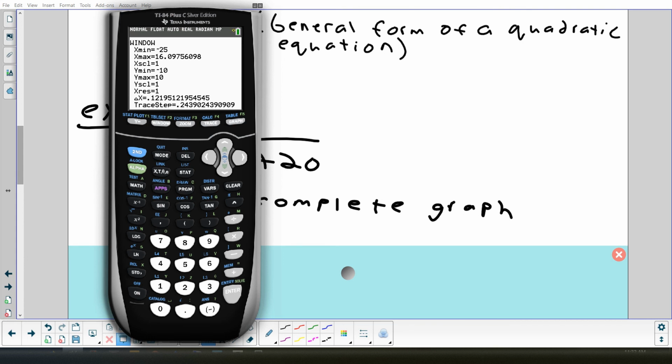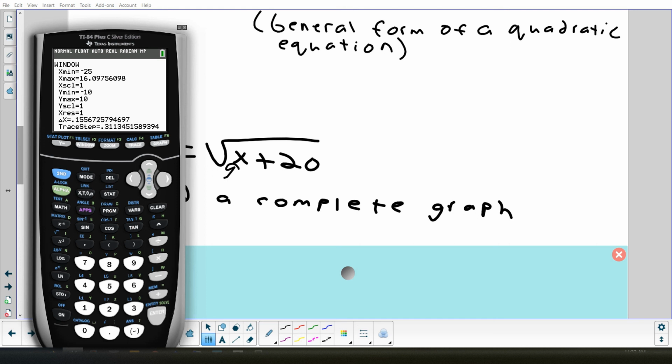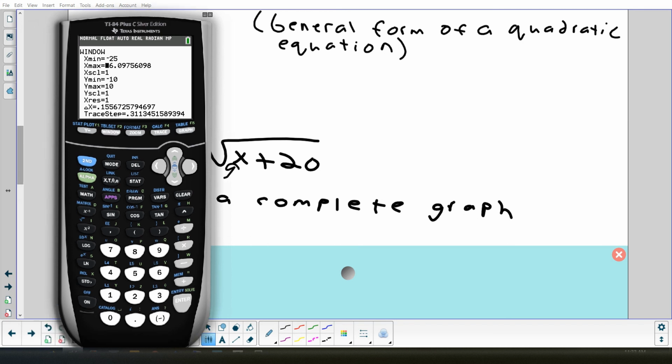Now, x max. What's the highest number you could plug in for x? Anything. You could take the square root of 1,000,000 plus 20, 2,000,000 plus 20, 20,000,000 plus 20. You can really go as high as you want. So let's go up to like, I don't know, 200.